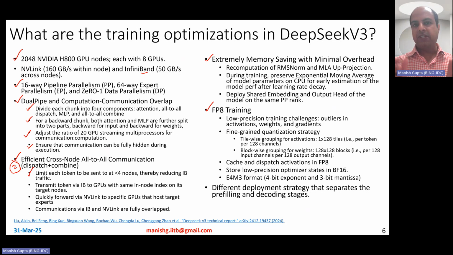When the gating logic finishes and it's decided that this token needs to be sent to another node, they prioritize that before sending the token to within-node GPUs. Okay, so they transmit the token via InfiniBand to GPUs with the same in-node index on its target nodes. As soon as the token reaches the target node, it quickly forwards via the NVLink linkages to specific GPUs that host those target experts, rather than waiting for other data transfer to happen. Communications via InfiniBand and NVLink are therefore fully overlapped.